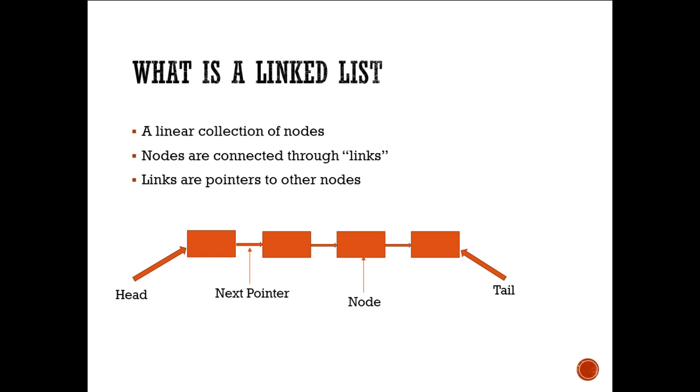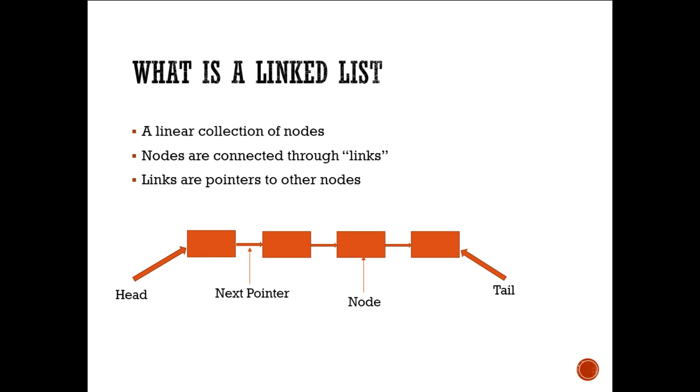In this video, I'm going to give a basic introduction to linked lists. So what is a linked list? A linked list is basically a collection of nodes, specifically a linear collection of nodes. And these nodes are connected through links. Links are basically pointers. They point to other nodes.